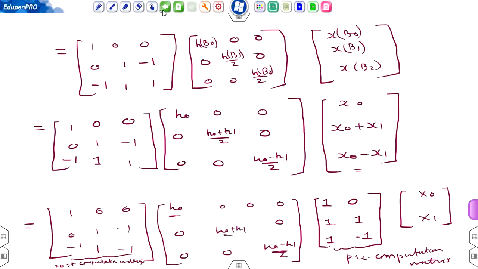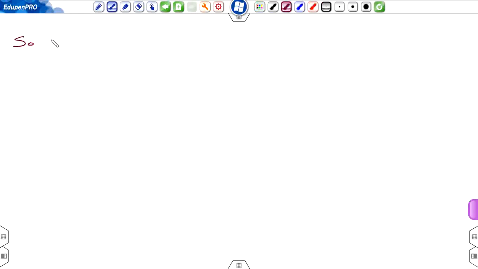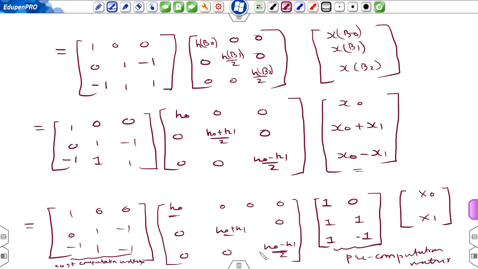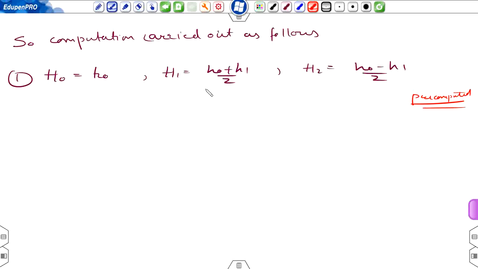Okay, so final addition, this final addition will be achieved by the post computation matrix. So the sequence of the computation will be first this addition and subtraction of the constant coefficients can be pre-evaluated. So I can write capital H0 is equal to small h0, capital H1 is equal to h0 plus h1 by 2, and capital H2 is equal to h0 minus h1 by 2. So this will be pre-computed. No need to add or subtract them again and again, as they are constant.